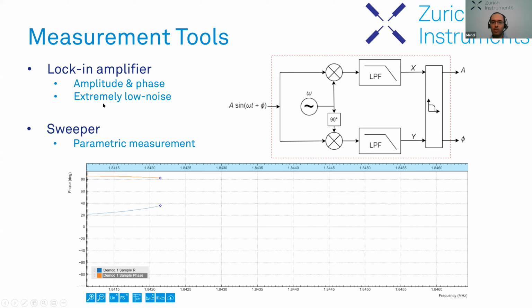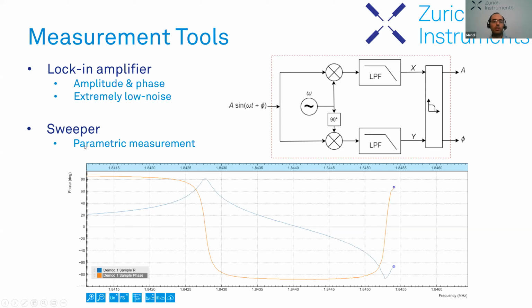And why is it important in these systems? Because you can really go extremely low noise. And since you are dealing with atomic scale signals, your signals are really weak and are immersed in an ocean of noise. So you cannot use any other instruments except lock-in amplifiers to measure that. And that's thanks to its low-pass filter that can reject all the noise in the signal.